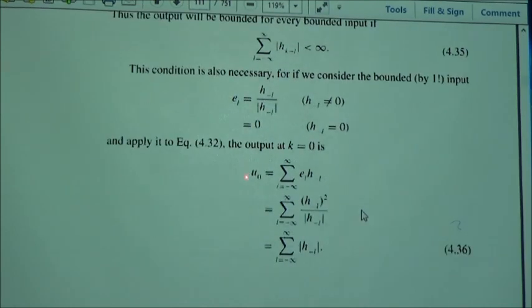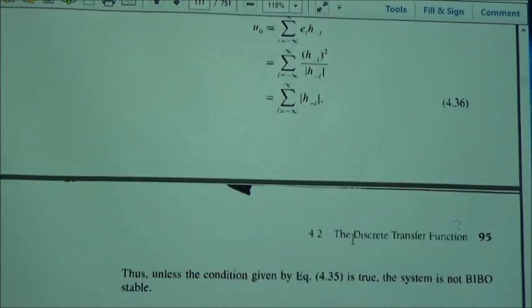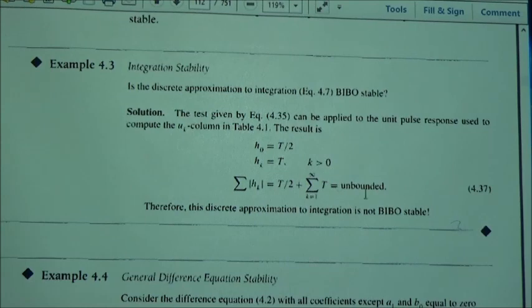For E of K, E of L is going to be H of L, or bounded value of H of L. So again, this expression leads you to what I told you, and that is, look at the poles of this H of Z. H of Z has to have poles inside the unit circle. Okay. So let's now look at one example.